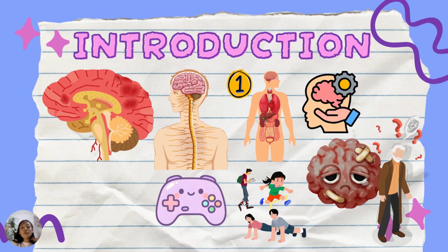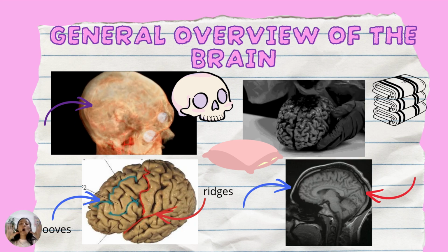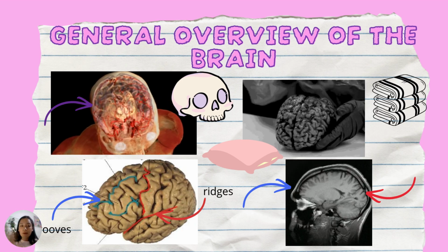So, to understand how it works, it is essential to first study the anatomy, meaning how it is structured. Then I will relate the different structures and how they function, and finally I will explain the different diseases and how they work in our body. So in the next slide, we have the general overview of our brain.